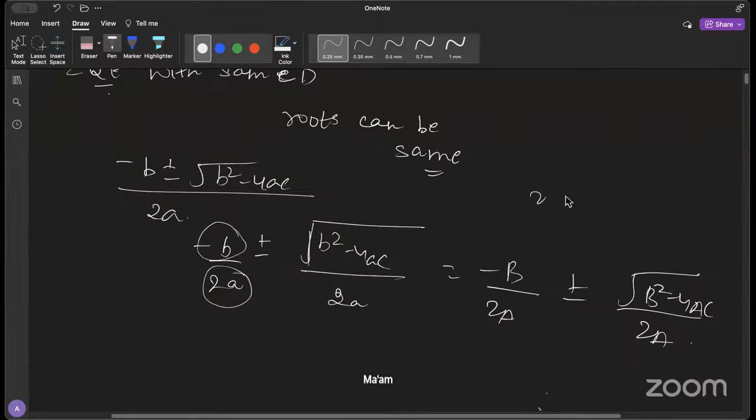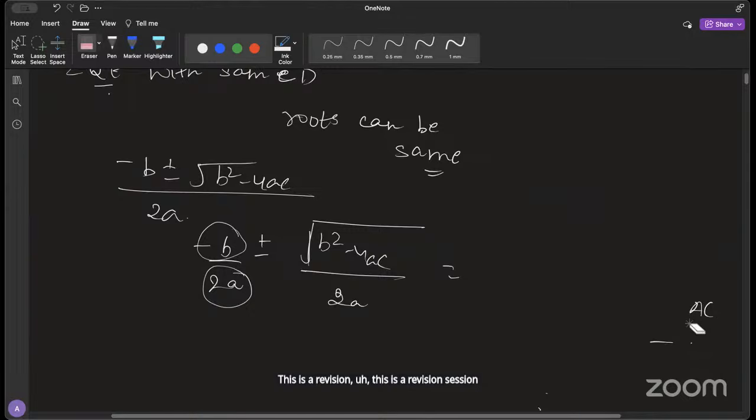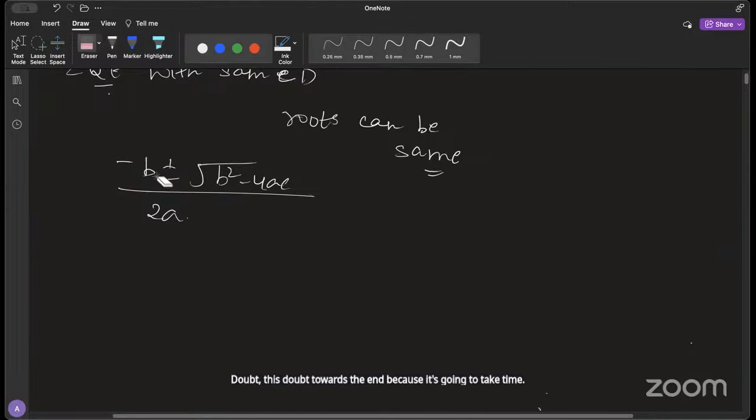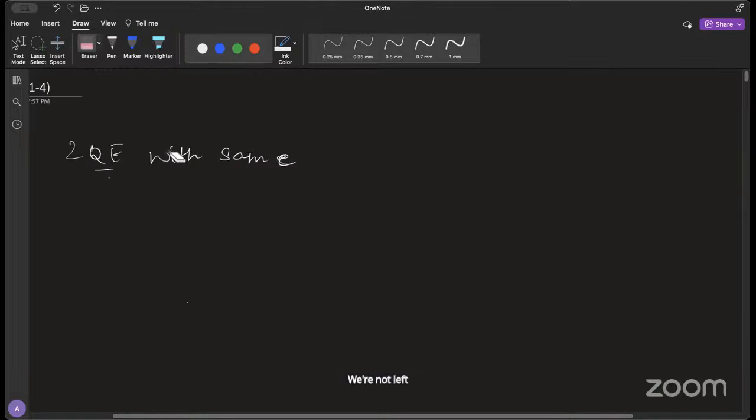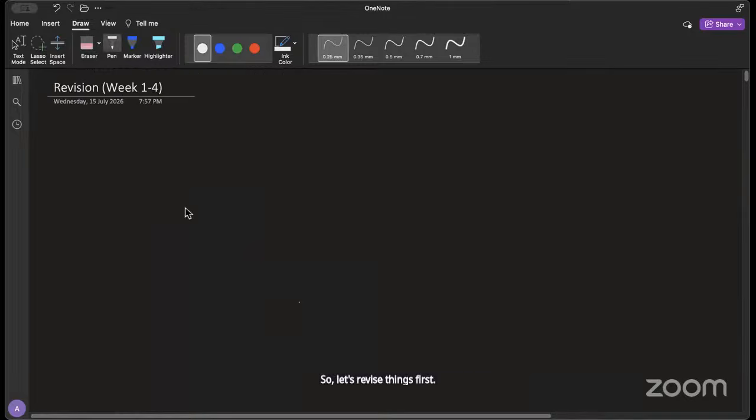Ma'am, is this a doubt clearing session or a revision session? This is a revision session. We'll take this doubt towards the end because it's going to take time, and we're not left with much. We have a lot to revise. So let's revise things first, and then we'll take up this question. Is that okay? Okay.